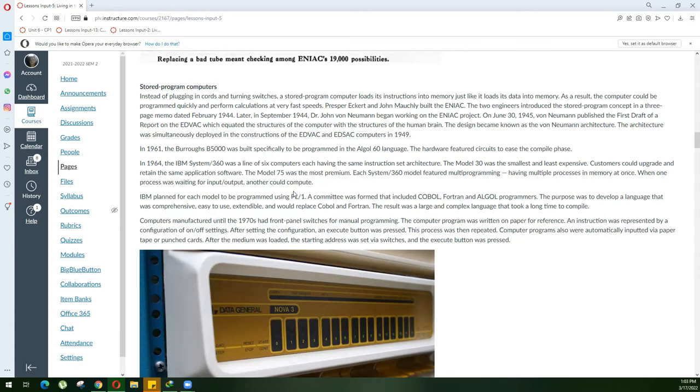In 1961, the Burroughs B5000 was built specifically to be programmed in the ALGOL 60 language. It featured circuits to ease the compile pace.